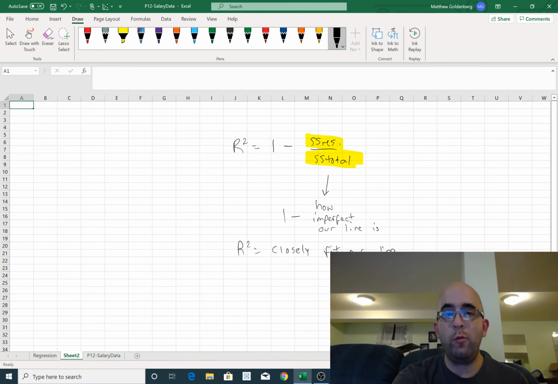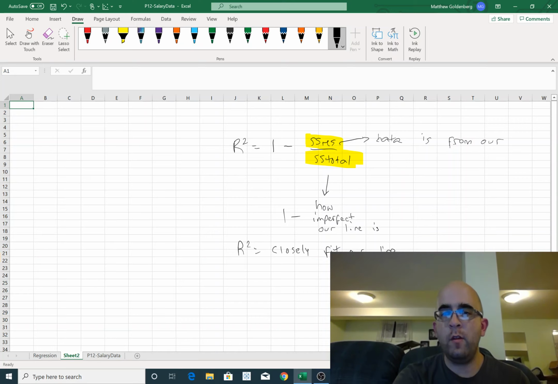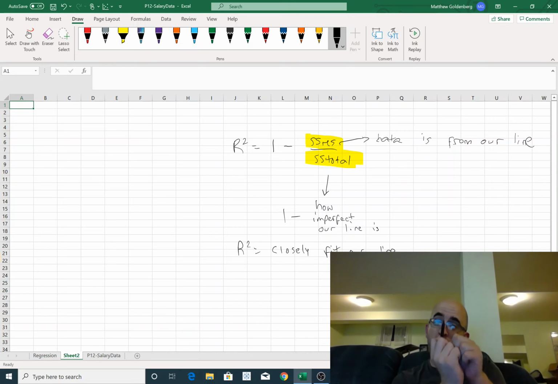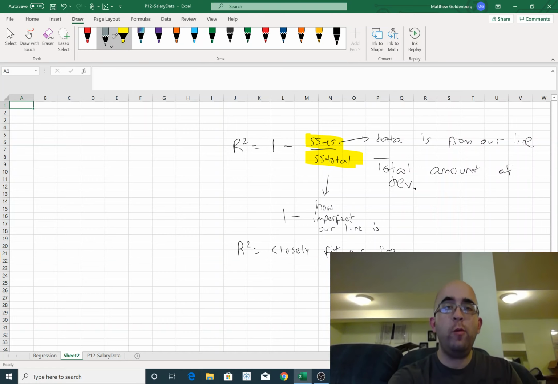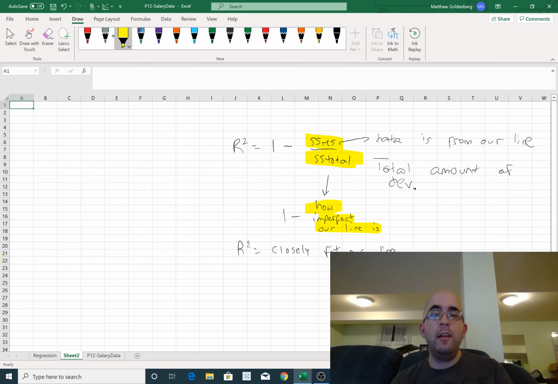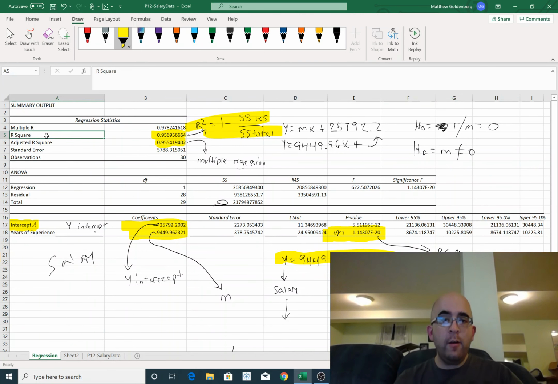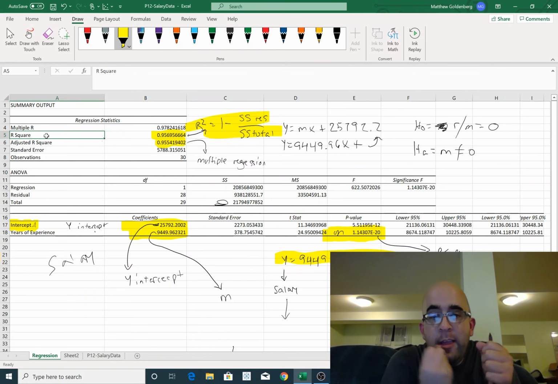So if sum of squares residual is how far away our data is from the line that we're trying to fit to it, and sum of squares total is the total amount of deviation, then this comes out to a percentage that's how imperfect our line is. The exact complement of that is how closely fit our line is, how good of a fit we have with our IV and our DV. Or in other words, your R squared is how close of a relationship these variables have.